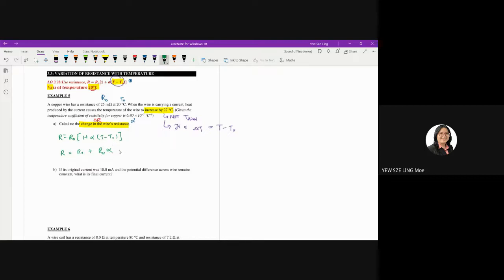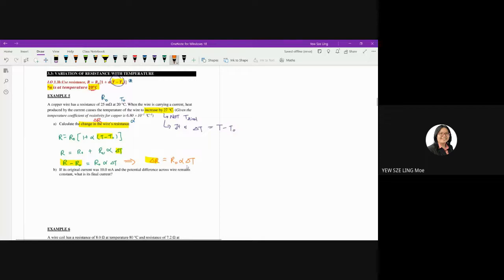T minus T naught is delta T. So R naught plus alpha R naught delta T. Rearrange the equation. I have R minus R naught equals R naught alpha delta T. If you look at the equation again, now I have R minus R naught, which means I can then simplify the equation as delta R. Delta R equals R naught alpha delta T. So now I have delta R already, and that is the change in resistance.